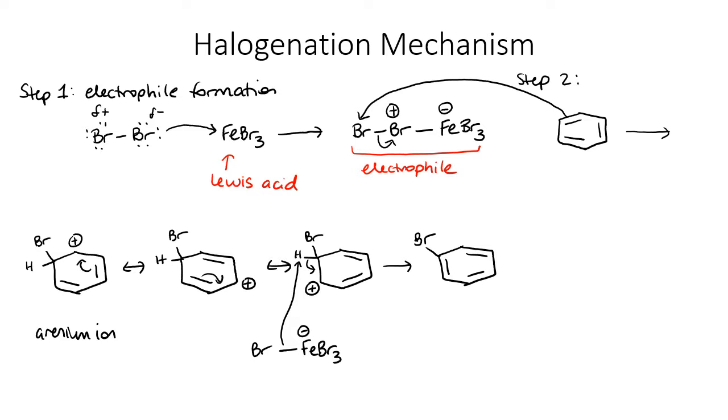So we've formed our benzene ring with the bromine substituent. We're also going to get HBr as a product, and we're going to regenerate our Lewis acid catalyst, which can then continue on in the reaction.